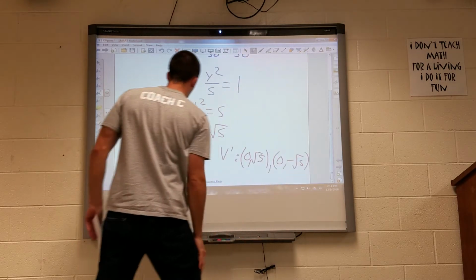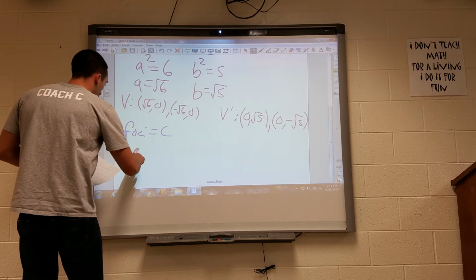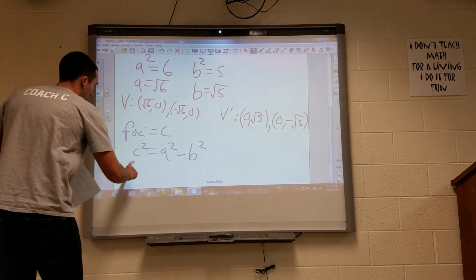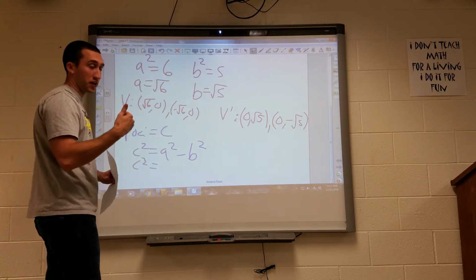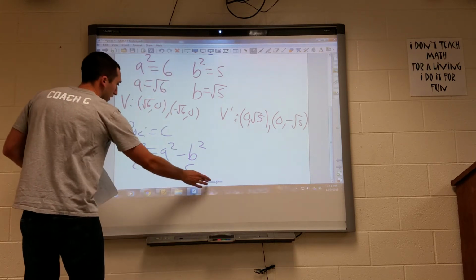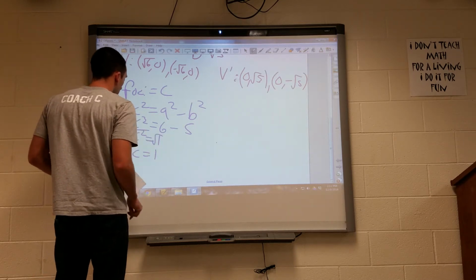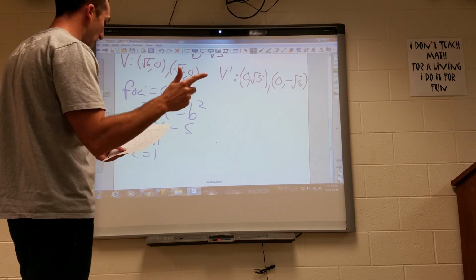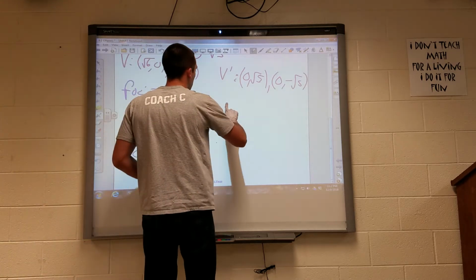So if I go ahead and solve for my foci, I get c squared is equal to a squared minus b squared. Okay, so c squared is equal to a squared, which is radical 6 squared, so just 6. B squared is 5, so I get c squared equal to 1. So c is equal to 1. So now I found my major and minor vertices, I found my foci. The last thing I need to find is my eccentricity.